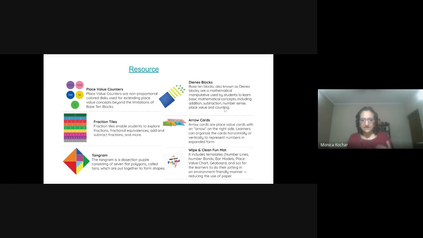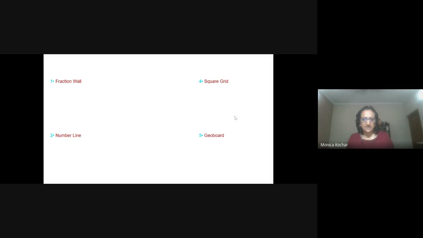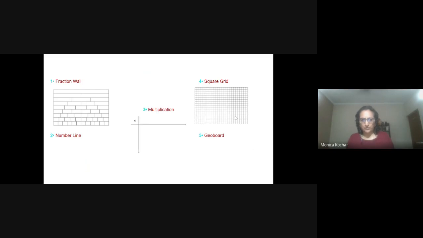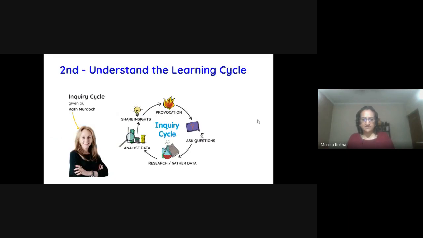So understanding concrete manipulatives is the first thing. What is a place value counter? What are these blocks? What are arrow cards? What's a tangram? What can I do with it? What do I do with the fraction wall? What do I do with the square? In how many ways can I use a geoboard to teach math? It's like a bit of understanding of concrete manipulatives is needed.